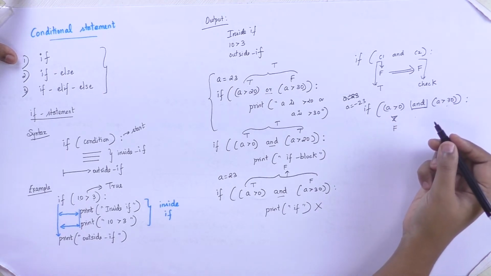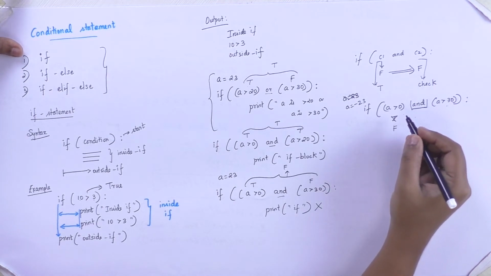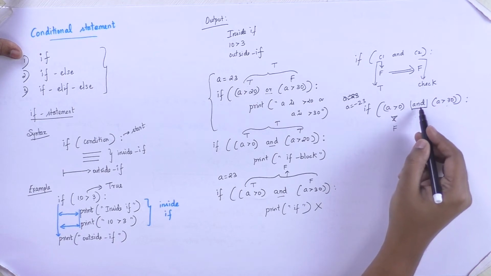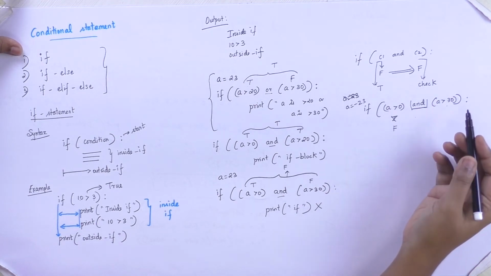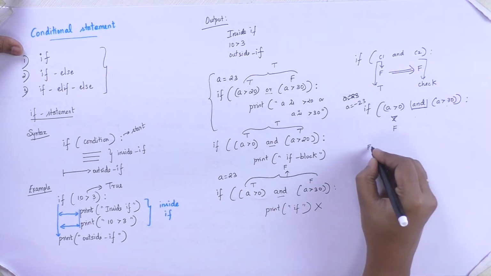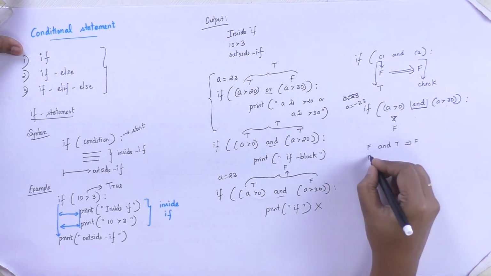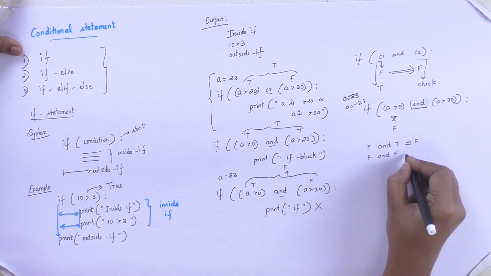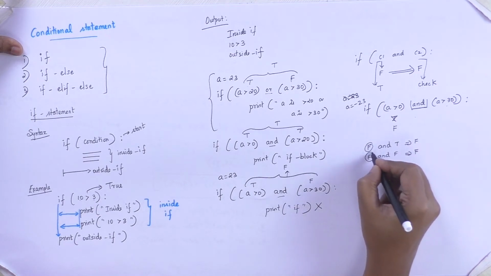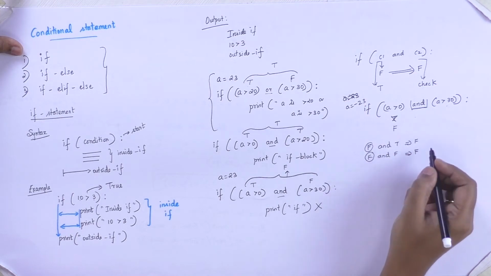Since it is a negative number, it will not be greater than 0. So minus 23 greater than 0 is false. Since you are using the logical connector AND, even though the second condition is true or false, your result will be false. For example, false AND true will be false. False AND false will also be false, which means if the first condition is false, irrespective of the result of the second condition, the entire result will be false.